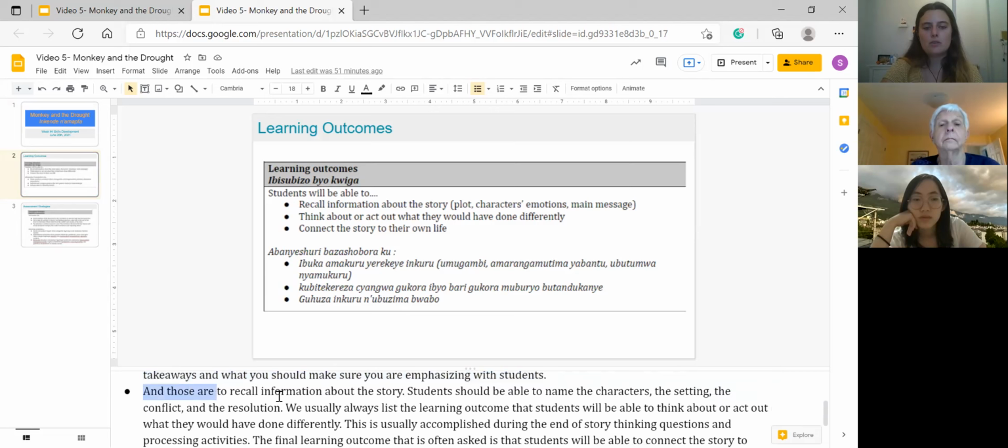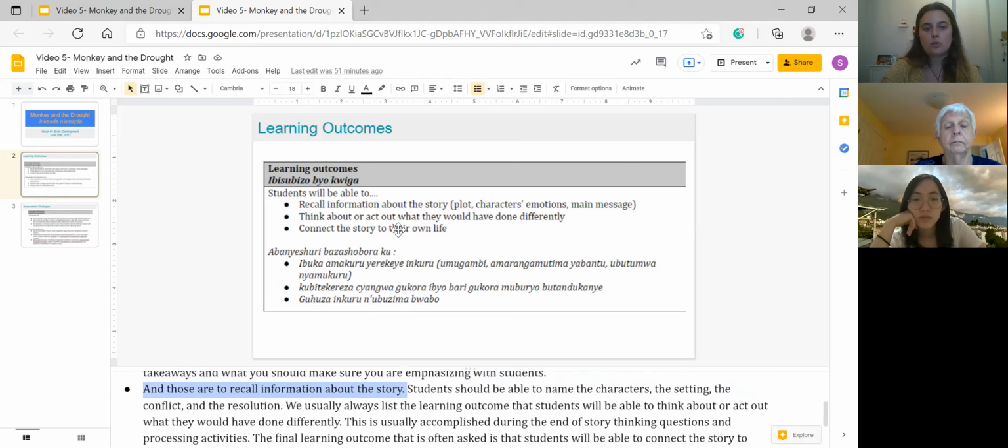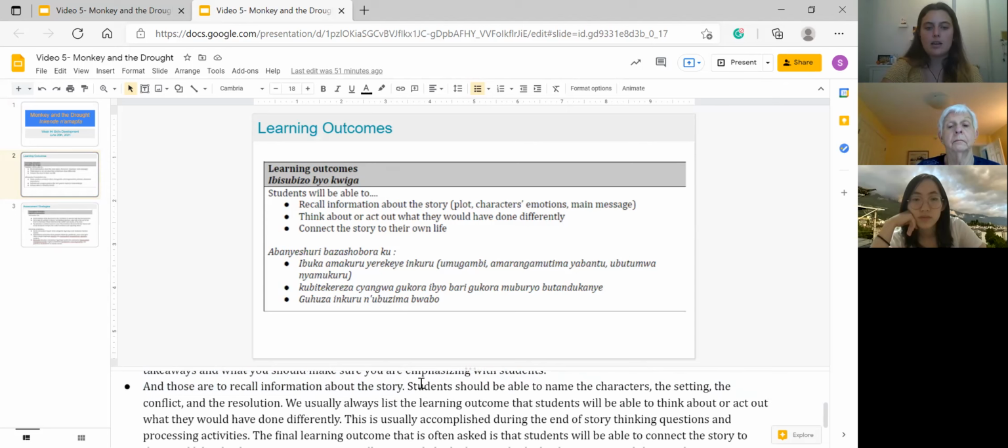Okay, so to review them, the first is to just recall the information of the story. Students should be able to name the characters, the setting, the conflict, and the resolution. So for the first one, recall basic information about the story. This helps to make sure that students were paying attention and listening and practicing the different story components.